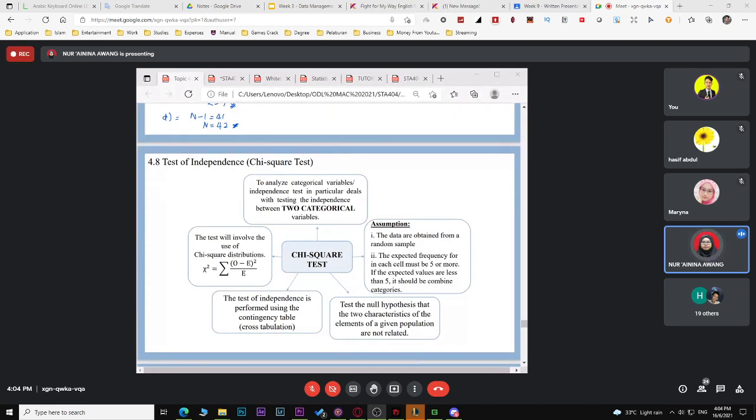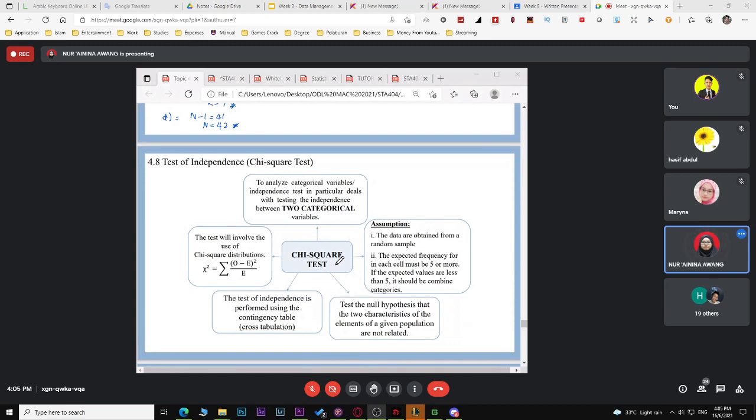Alright, so the last subtopic is test of independence or chi-square test. Another name for test of independence is chi-square test. For the chi-square test, we want to analyze categorical variables. The test of independence in particular deals with testing the independence between two categorical variables.